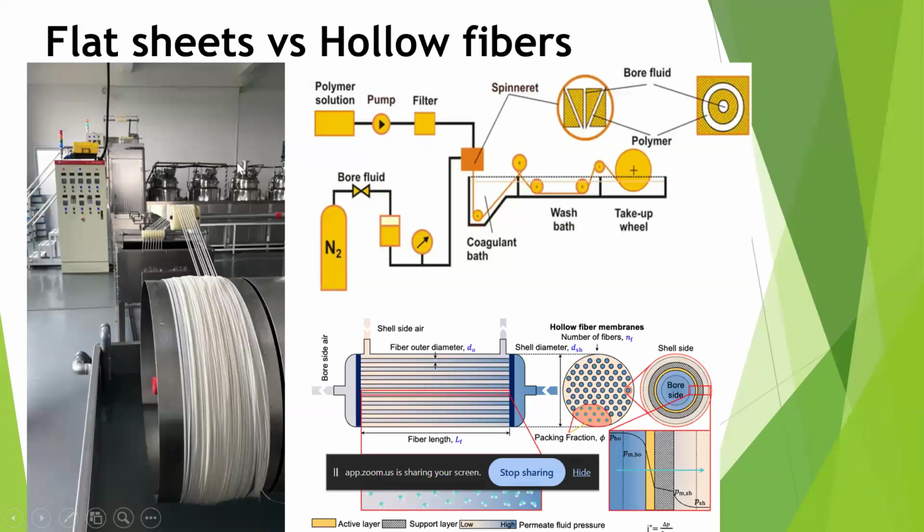This is another type, the hollow fiber. Here we can see the hollow fiber being spun at the industrial scale, the original image of a hollow fiber manufacturing unit. This is the schematic of that particular machine, where we have the coagulant bath, the wash bath, the spin rate, everything that we'll be discussing later.